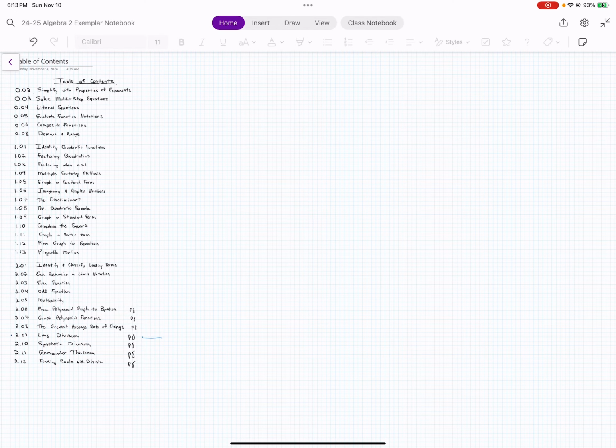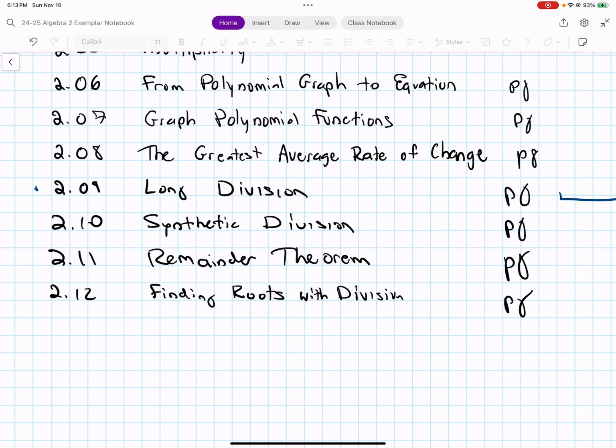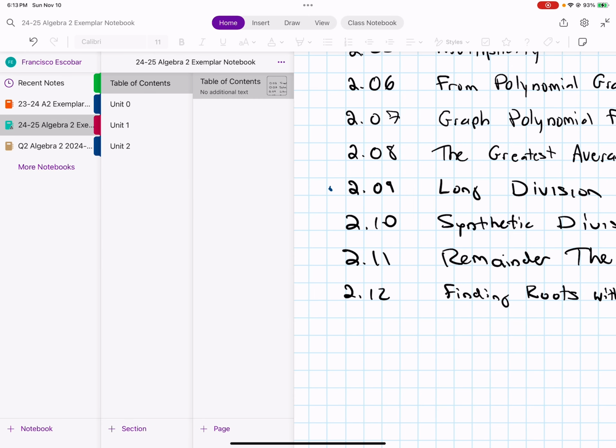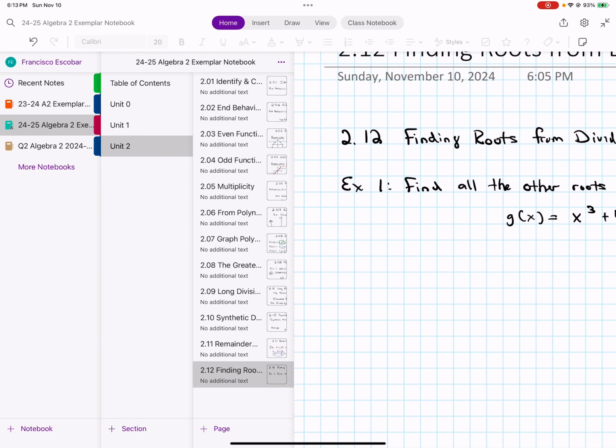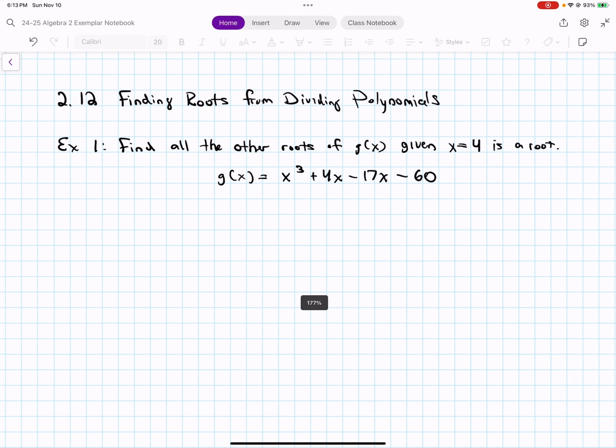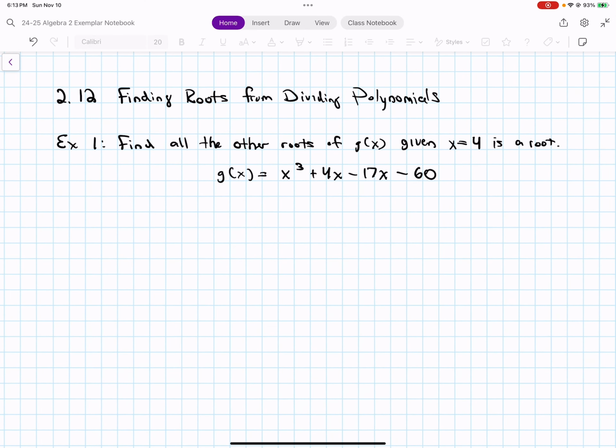All right, so as we're closing up chapter 2, make sure you have all this in your table of contents. And today we're going to work on finding roots with division. Please write this down. And so going to 2.12, please explicitly write finding roots from dividing polynomials because that's explicitly what we're doing.